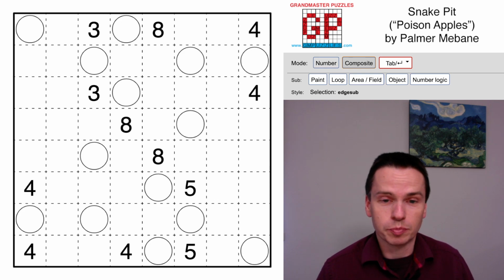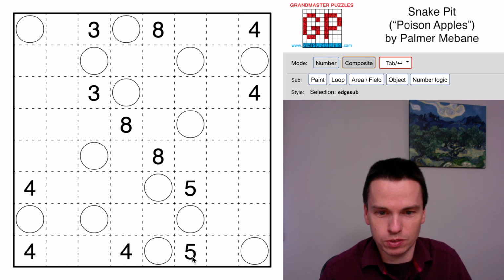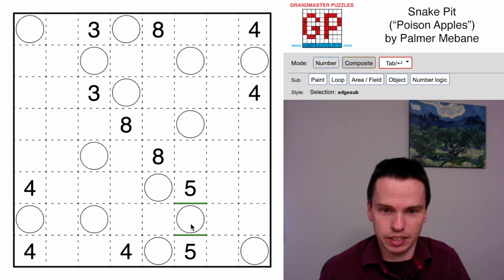We're here to solve the snake pit by Palmer Mebane called Poison Apples, and we've got a serpent shape in the middle of the grid, this S with an alternating circle number, which is a fun pattern. And one thing I see in doing that is we have, just like with Tuesday's puzzle by Marat, some cases where we have circle ends that are surrounded by two of the same digit, and those can't then join together because we put the end in the middle of the snake.